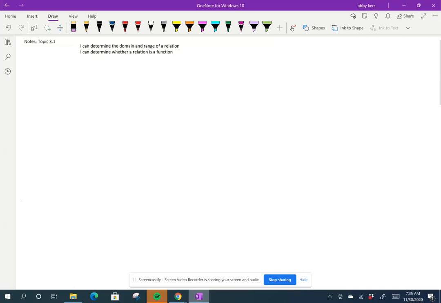In topic 3.1, the two learning targets are: I can determine the domain and range of a relation, and I can determine whether a relation is a function. So let's start off with some vocabulary.